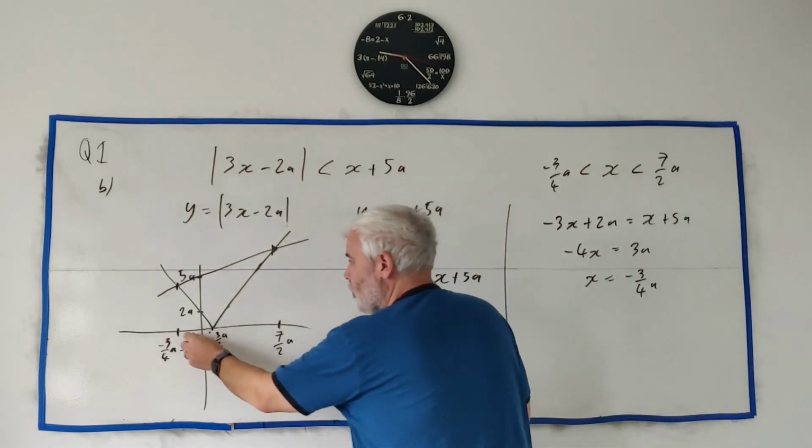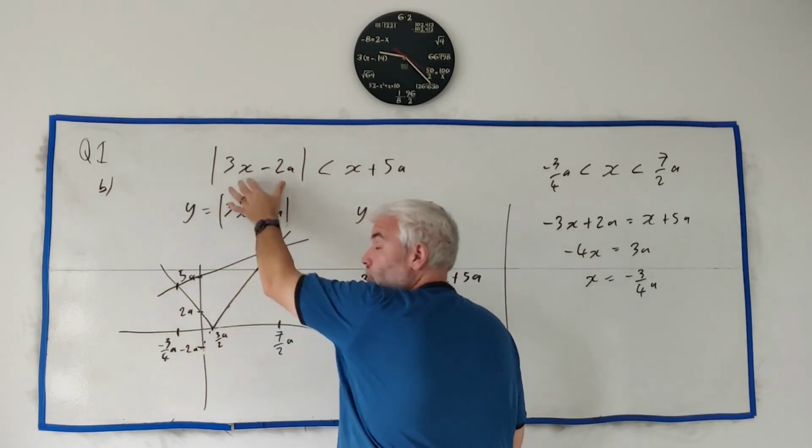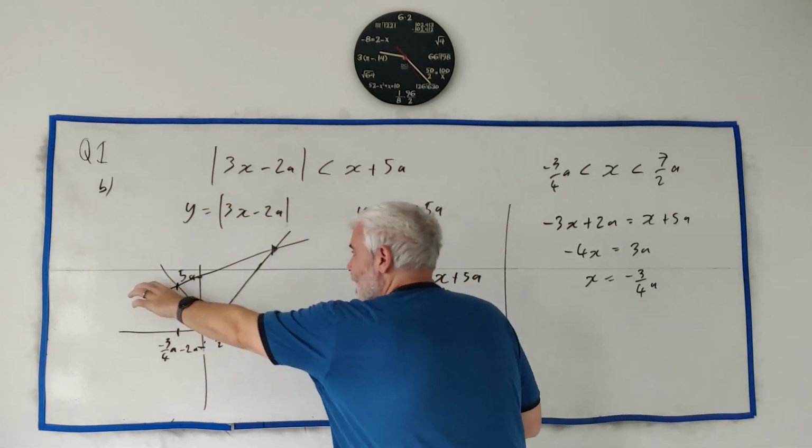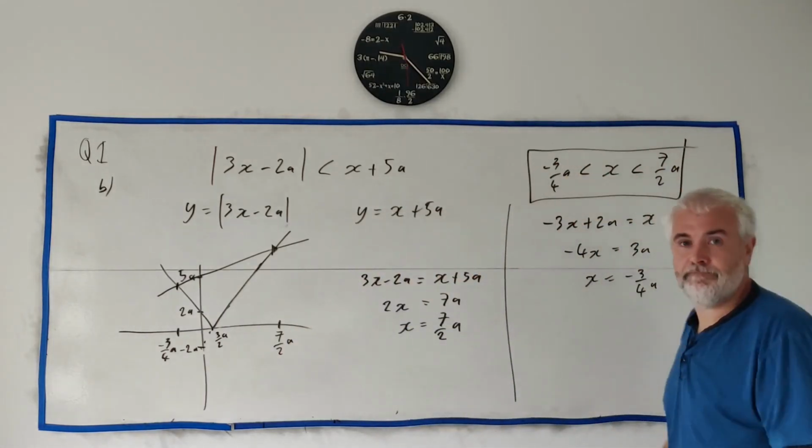So the answer to this question is everything between these 2 points. That's when this V-shaped absolute value is less than this line. So that's your final answer up here.